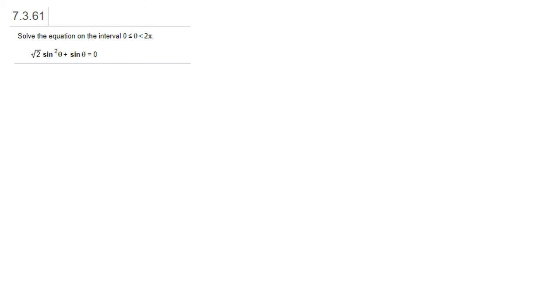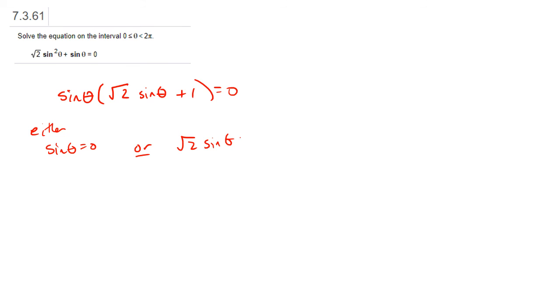Okay, a slight change here is just that we've got some sort of quadratic expression. We have a sine squared in there, but observe that you can factor a sine theta out, leaving behind this. And at this point we'd say, well, how does a product of two numbers ever equal 0? Either the first factor is 0 or the second factor is 0. Sorry, plus 1 equals 0. In other words, the sine of theta should be negative 1 over root 2, sometimes preferably written as negative root 2 over 2.